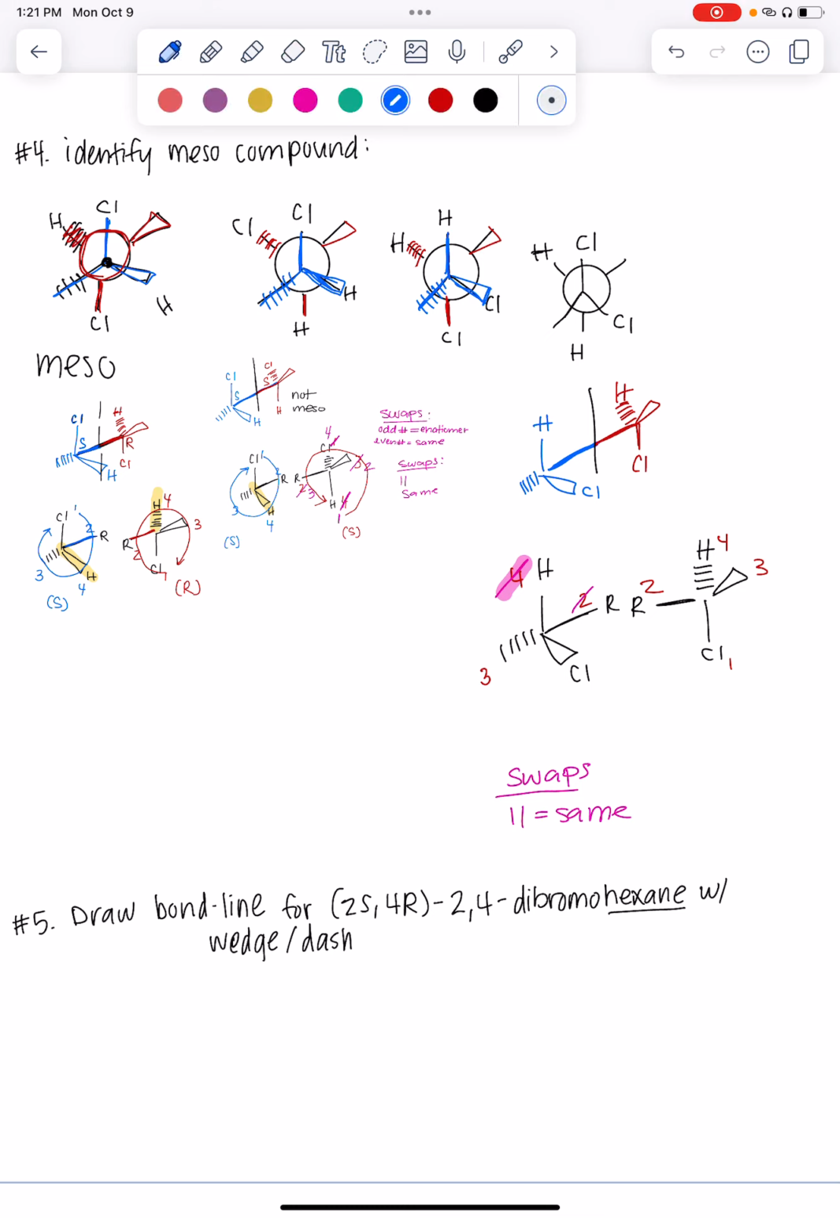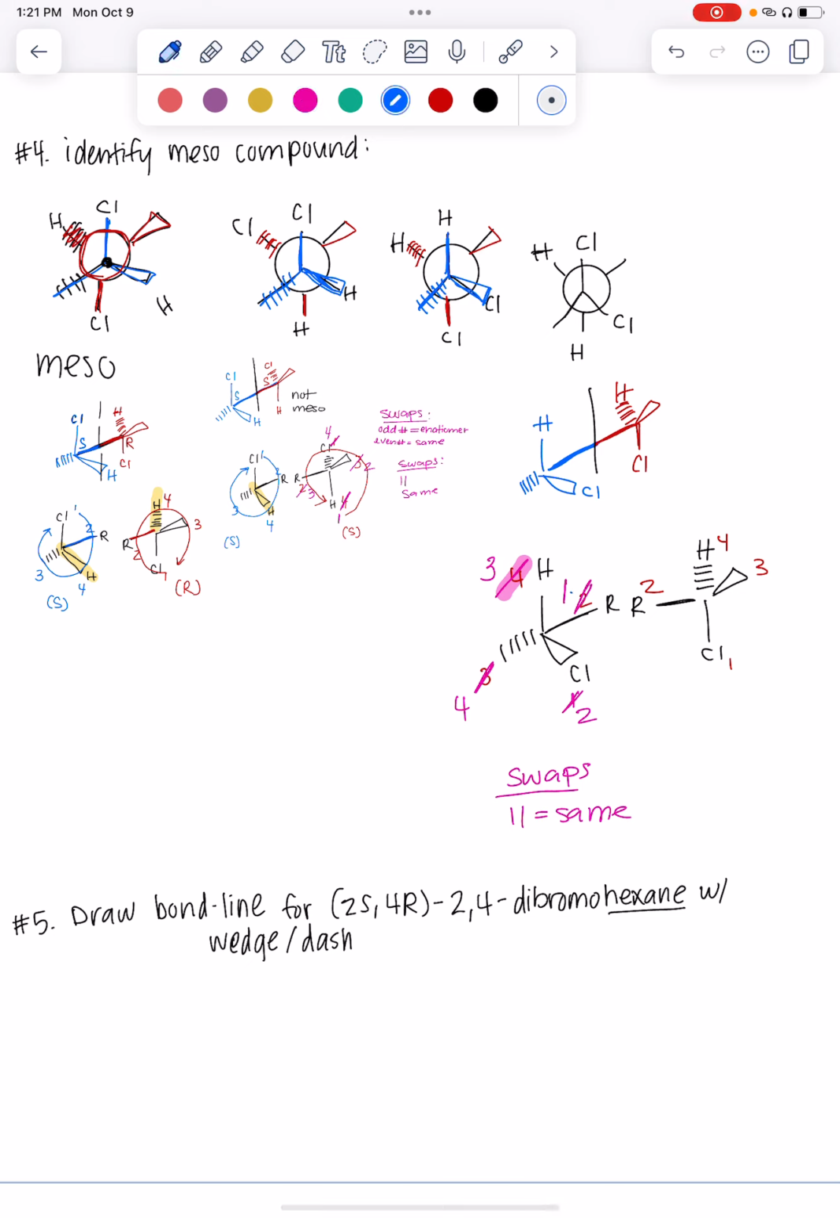Let me try that again. Let's put the H in the back where the 3 is. So this would be 4, and this would be 3. Let's switch the 2 and the 1. So this would be 2, and this would be 1. Now we have it the right way.